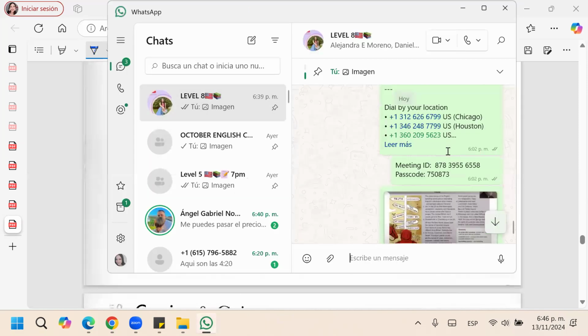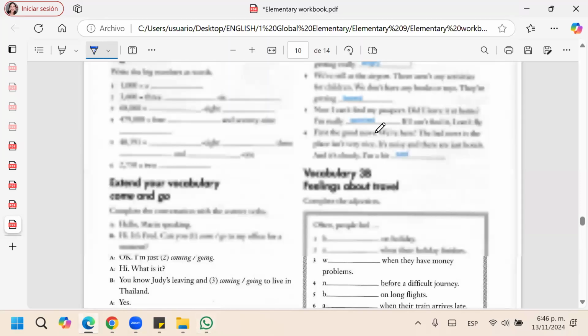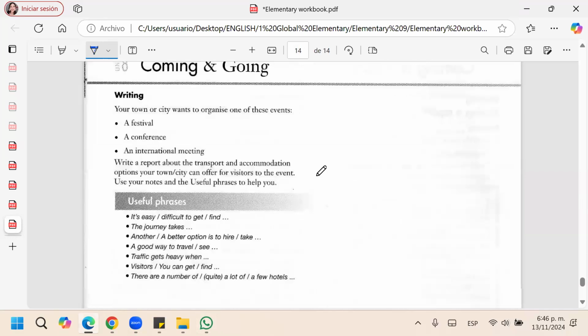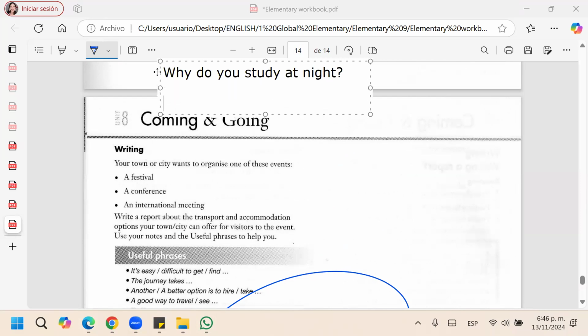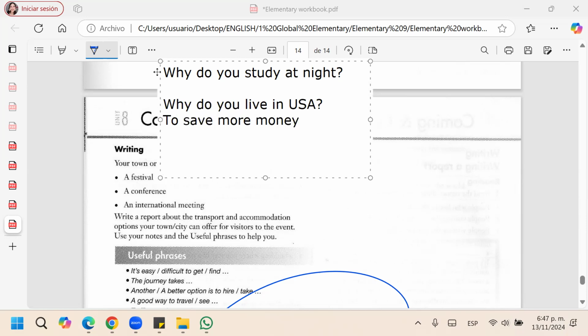Yesterday we had this activity here that I just corrected today. For today we have another activity. Do you remember the preposition to? Yesterday we were studying the preposition to. We use it when we want to talk about reasons. For example, why do you study at night? Or why do you live in USA? Oh, to save more money. And why do we use to when we want to say the reasons?